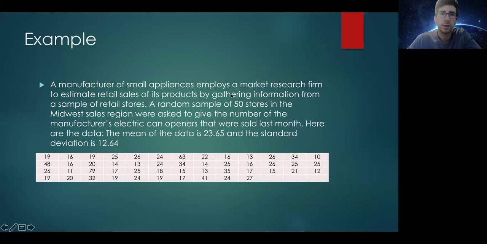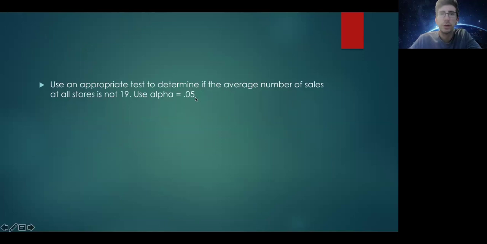If you remember, we had a sample of 50 stores in the Midwest region. They were asked to give the number of electric can openers that they sold in the last month. So we were given the data. We're also given the mean, which is from our sample, of 23.65 and the standard deviation of 12.64. But now instead of constructing a confidence interval, we're asked to use an appropriate test to determine if the average number of sales at all stores is not 19.